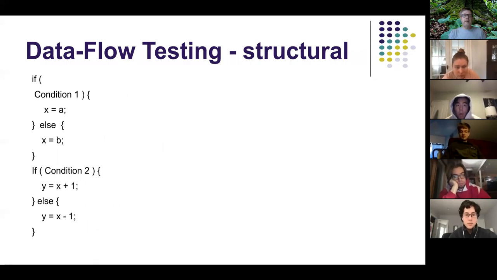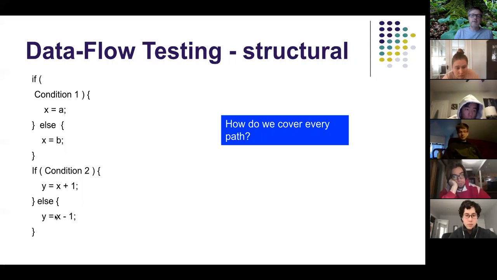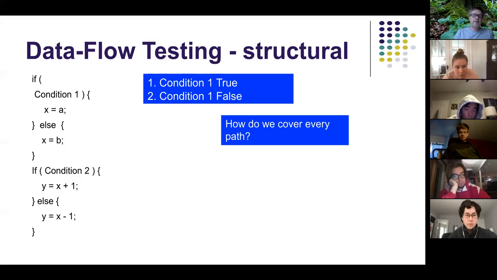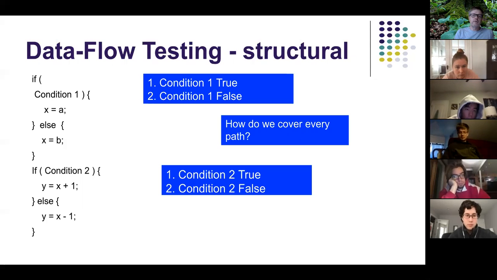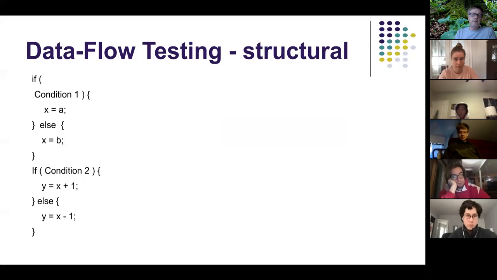So let's look at flow testing here. Here we have if condition 1, we do this, else we do this, if condition 2, we do this, else we do that. So let's look at this. How do we cover every path? Well, let's think about it. Condition 1 can be true or condition 1 can be false. Condition 2 can be true, or condition 2 can be false. That gives us how many possibilities? 4, right?